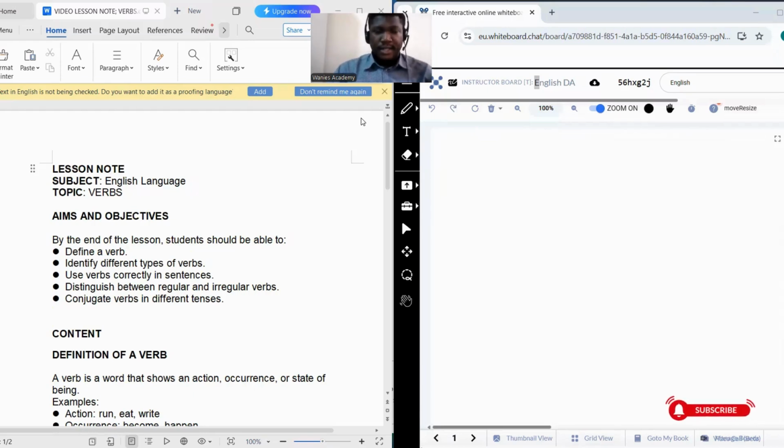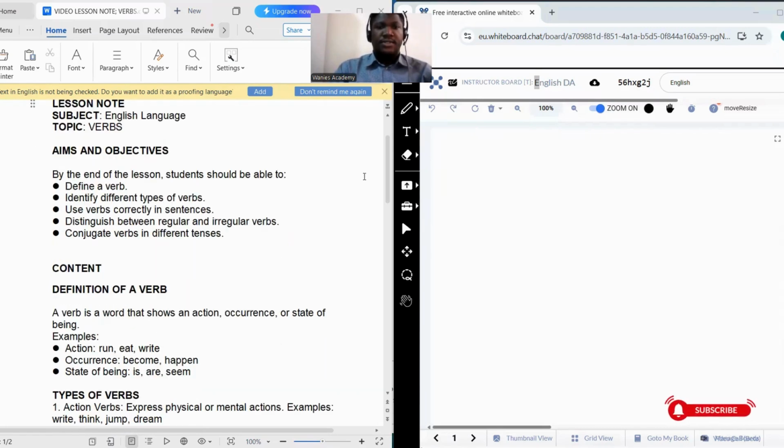Today our subject is English language and our topic is verbs. These are the aims and objectives of this lesson. By the end of this lesson, you should be able to do the following. The first is to define a verb. The second is to identify different types of verb. The third is to use verbs correctly in sentences. The fourth is to distinguish between regular and irregular verbs. The fifth is to conjugate verbs in different tenses. Now let's just jump into the lesson.